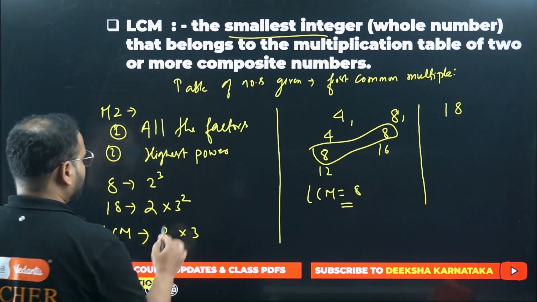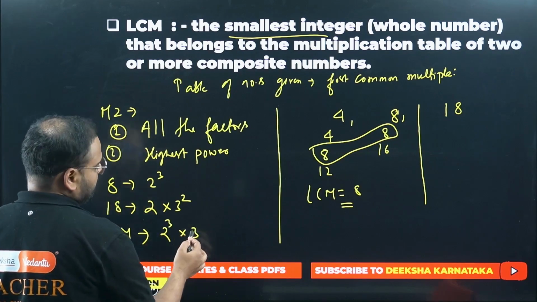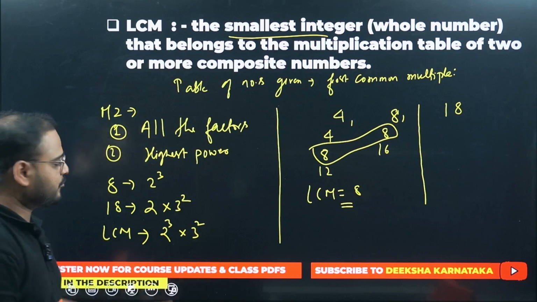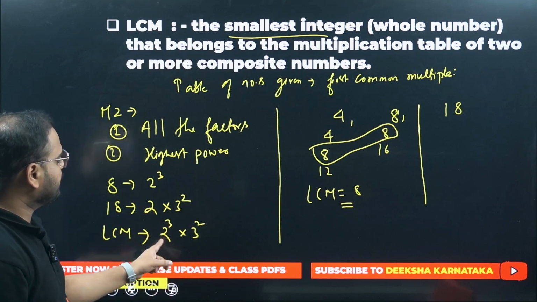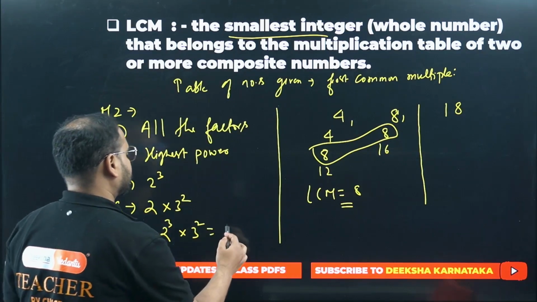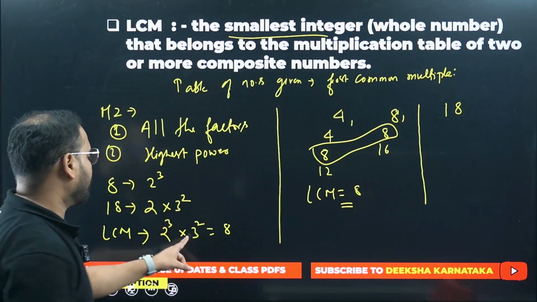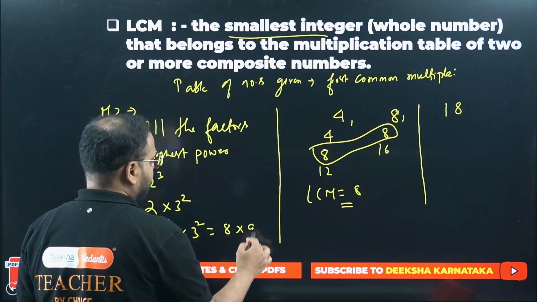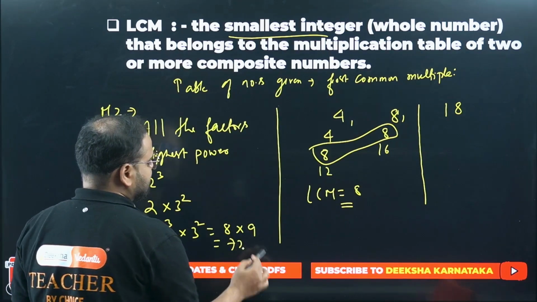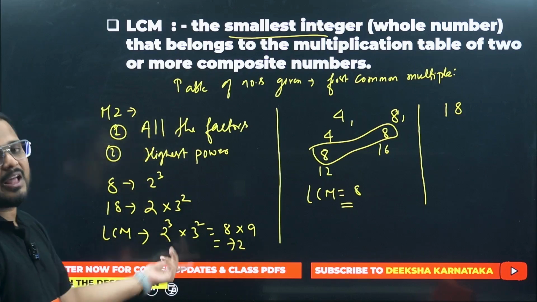So I'll take all the factors. Highest power, what is it for 2? 3. For 3, how much is that? 2. For 3, highest power is 2. For 2, highest power is 3. 2 cube is how much? 8. What is 3 square? How much is that? 9. What's the answer? 72. So this method will be helpful in that case.